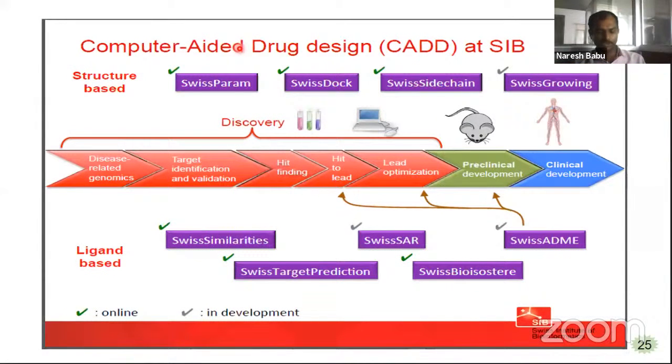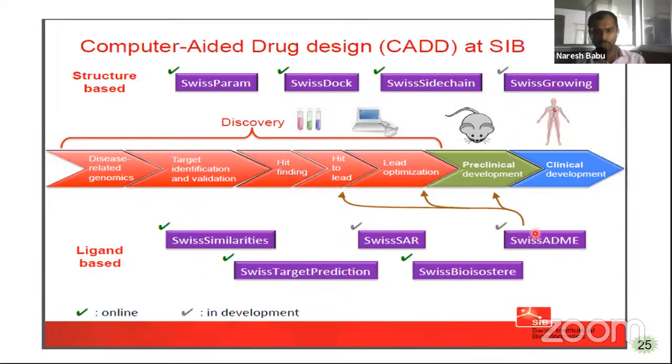And the next tool we can see is Swiss ADME. This picture indicates that the Swiss Institute of Bioinformatics has different computer-aided drug design tools: Swiss Parametrize, Swiss Dock, Swiss Sidechain, Swiss Bioisostere, Swiss Similarity, Swiss Target Prediction, Swiss SAR, and Swiss ADME. Where we use these is represented in this figure.